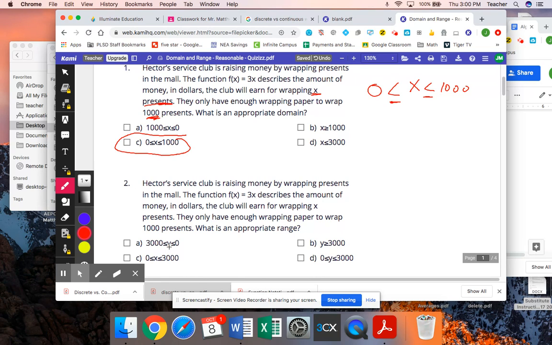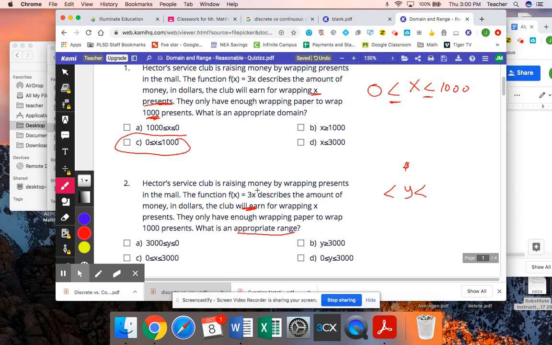Number 2 is the same problem, but we're trying to find, for the function, what is the appropriate range? So because I'm using range, I'm immediately doing this because I know my value will be between something and something else. Could be infinities, but it's still between two things. Range is the output, and the output represents the amount they will earn. So the range represents money.